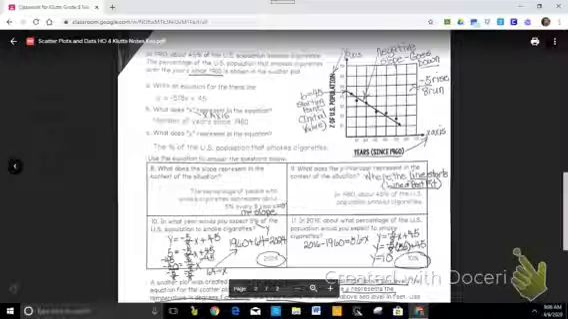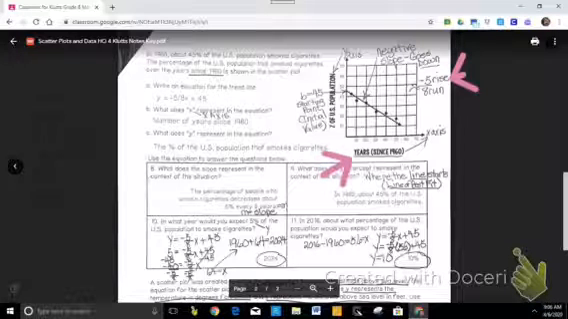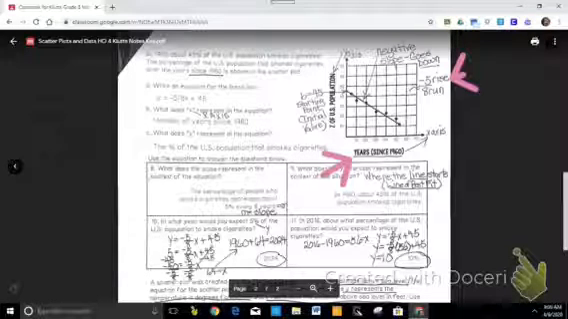Number 8, what does the slope represent in the context of the situation? The slope is negative 5 over 8. So y would be negative 5, so negative 5%. And x would be 8, so 8 years. 5% every 8 years equals my slope.